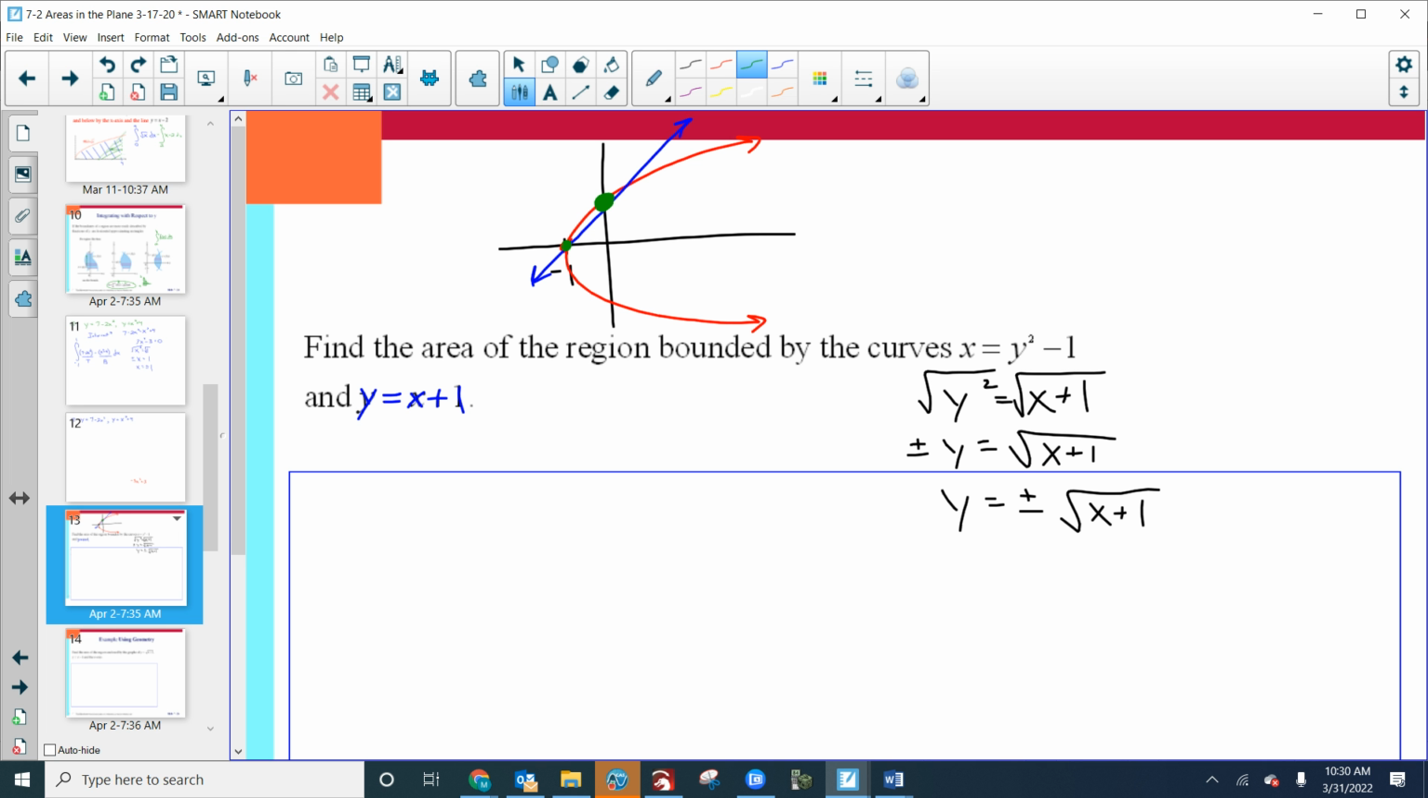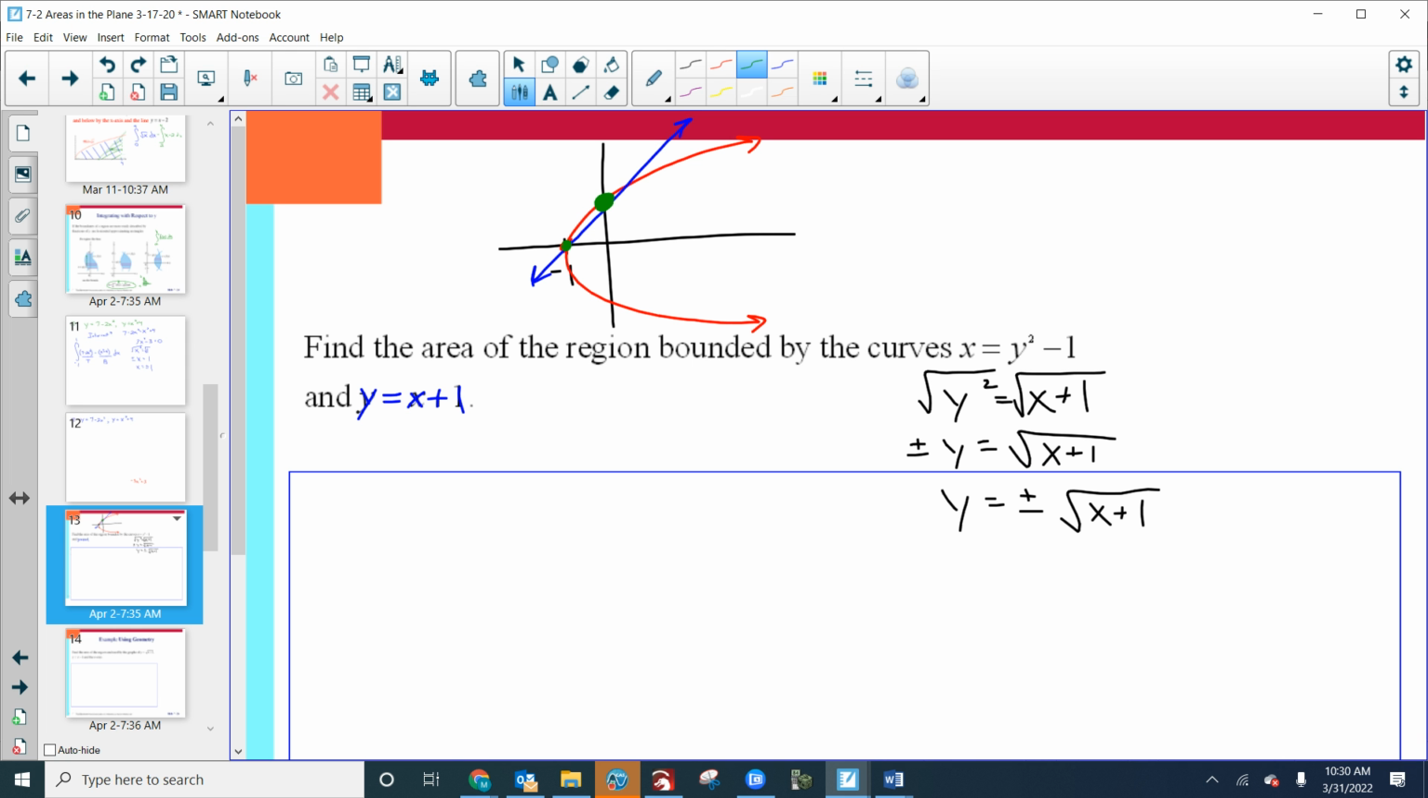Okay? So, who are my top minus bottom people? Vote. Top minus bottom? Who are my right minus left people? They're both fine. This one's fine either way, because the line didn't pass through the sideways parabola lower than the vertex. Not a problem.